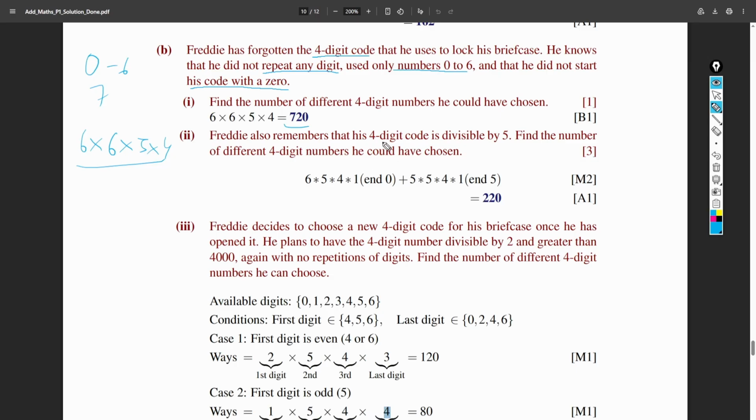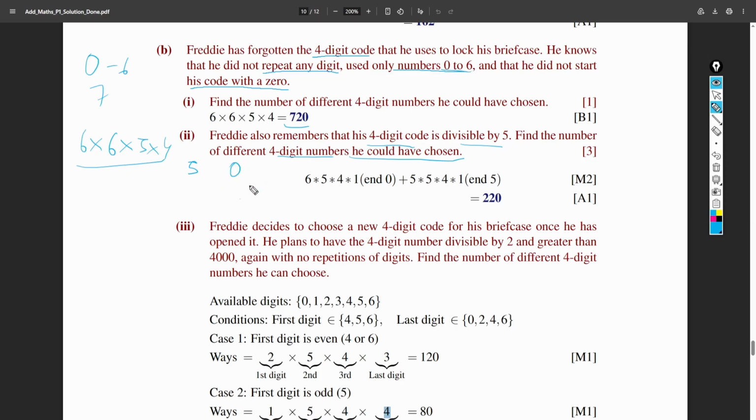Now Freddy also remembered that his 4-digit code is divisible by 5. Find the number of different 4-digit numbers he could have chosen. So now it's divisible by 5. When can it be divisible by 5? If we have 5 at the end or 0, right? And both of these cases are possible.